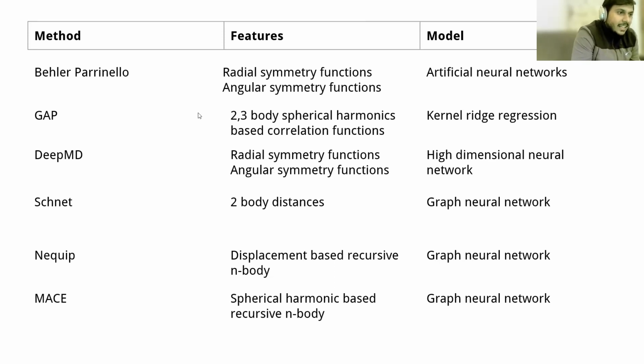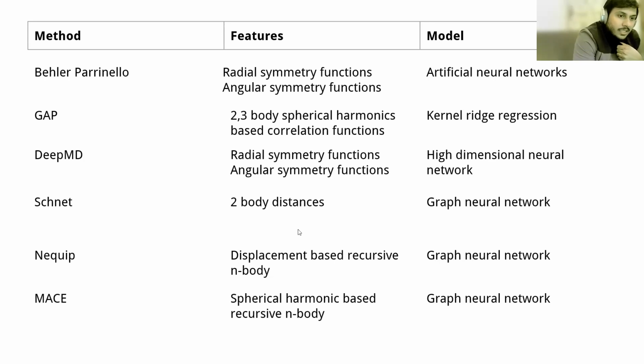GAP has an additional issue: because it's based on kernel ridge regression, its cost can also scale with the amount of training data if you don't do it in an extremely smart way. There are ways to get around this, but in general GAP models can be more expensive than Behler-Parrinello and DeepMD. But again, the accuracy is exactly the same, and all of these will have the same problem of combinatorial explosion.